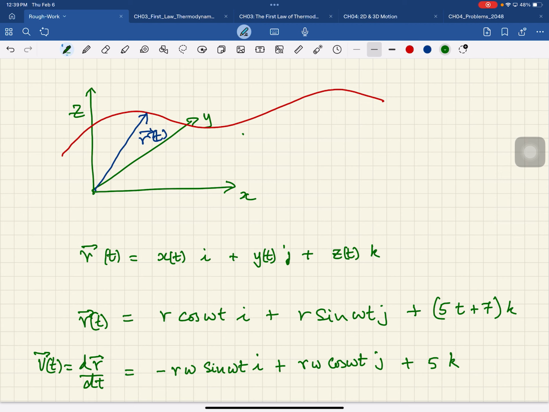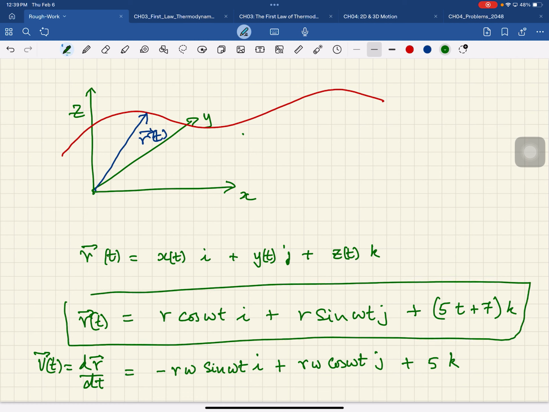So remember, this motion I said is a spiral motion, and omega is the angular velocity. How many radians per second it's going around in a circle in the xy plane. That's what that is.